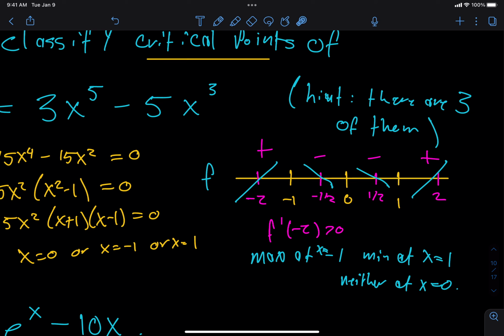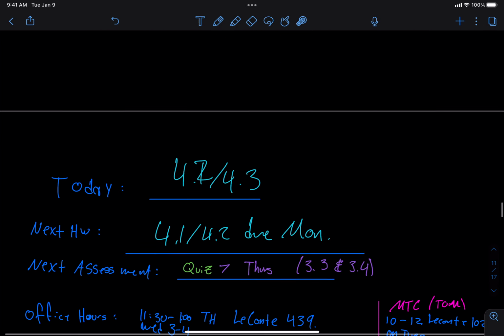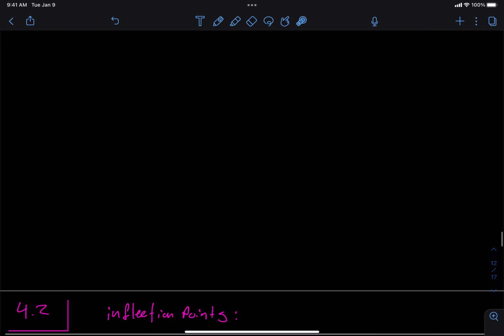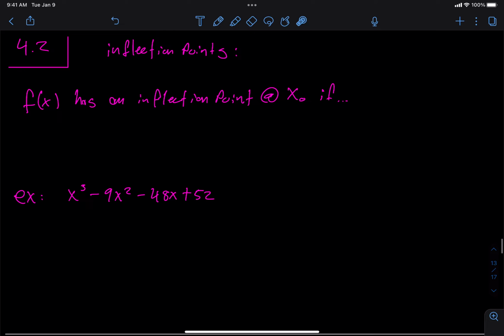All right, then let's move on. So next we're going to talk about section 4.2. Briefly, very briefly. And we're going to learn about inflection points. So what are inflection points? Well, inflection points are a little bit more subtle than critical points, or minimums or maximums.